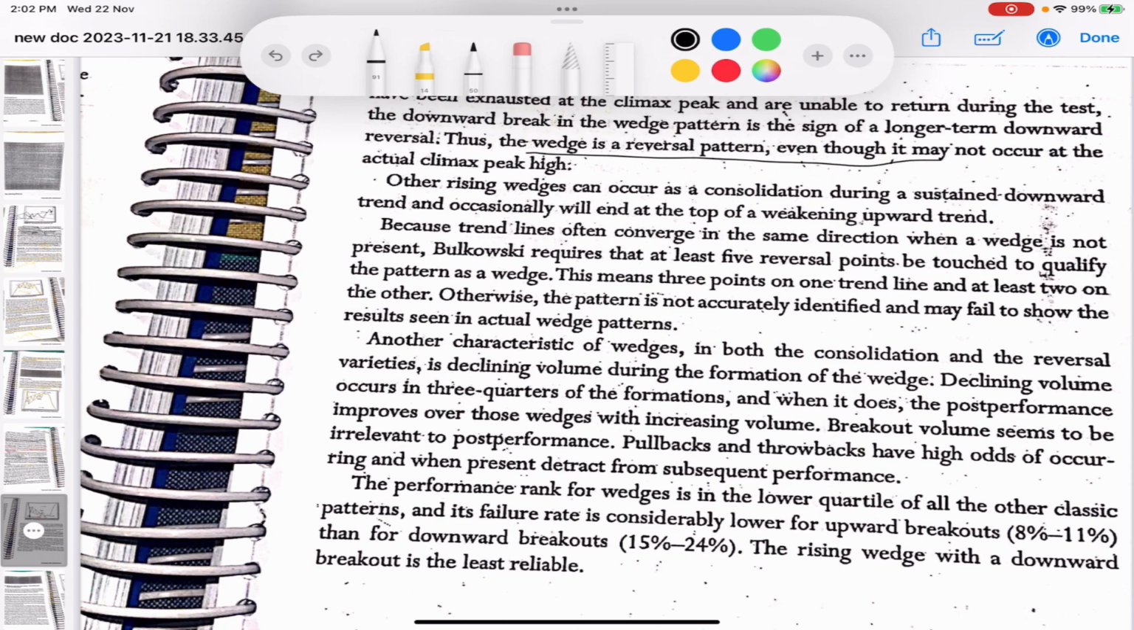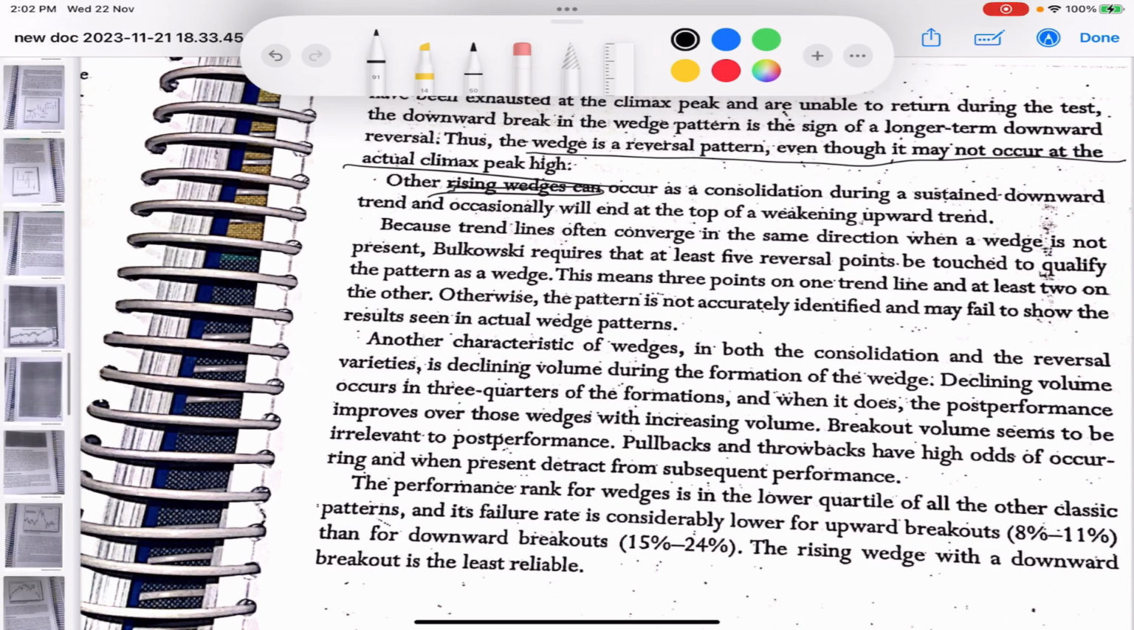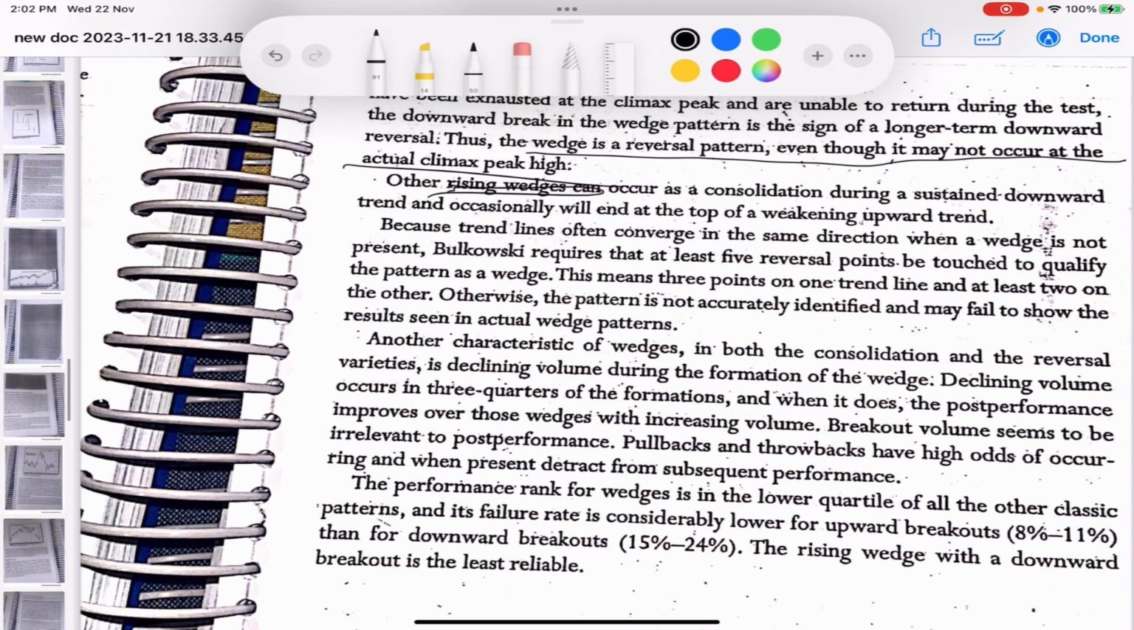A wedge is a reversal pattern even though it may not occur at actual climax peaks. Other rising wedges can occur as a consolidation during a sustained downward trend and occasionally will end at the top of a weakening uptrend. Okay, so these are the places where we can have rising wedges. Keep that in mind. Because trend lines often converge in the same direction when a wedge is not present, Bulkowski requires that at least 5 reversal points be touched. So 5 reversal points are to be touched to confirm that something is a wedge.